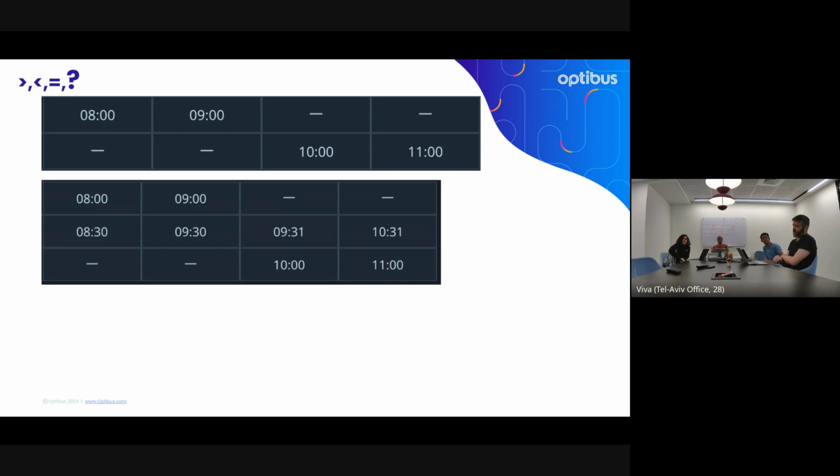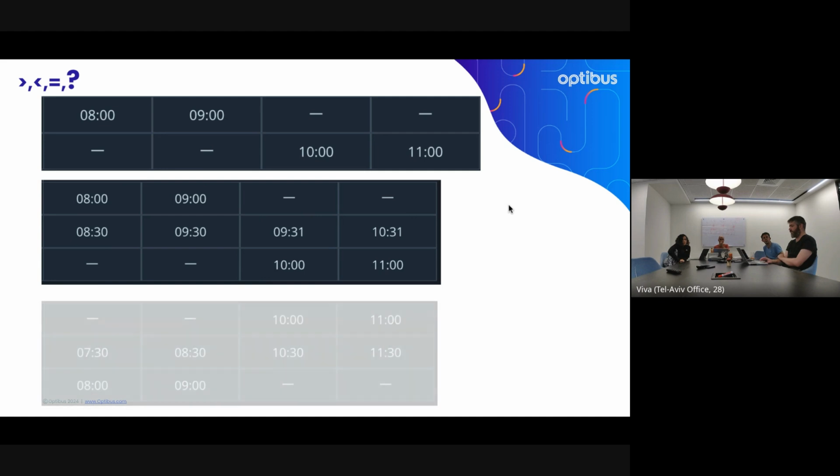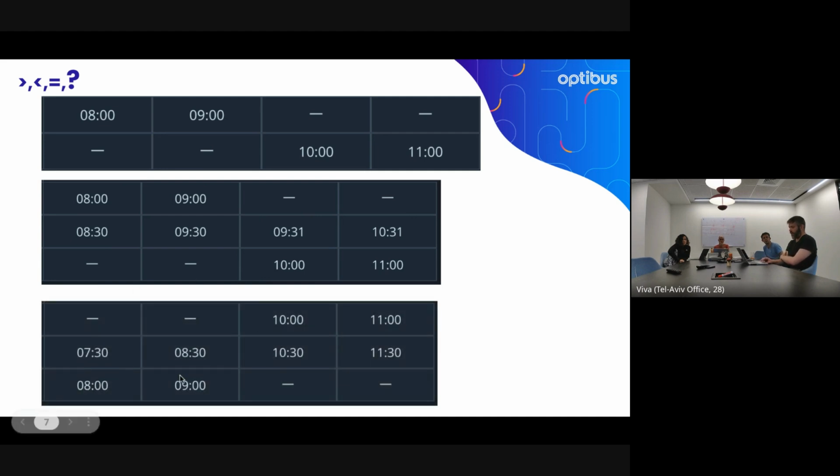Let's say you have three trips. You have these two trips and another trip that stops at all of the stops. It stops at 8:30, 9:30, 9:31, 10:31. So now you can see that this trip should be after this trip because it's 8:30 and this is 8. And this trip should be after this trip, because 8 is before 9:31, so definitely this should be after this. But in another case, if we have these three trips, we have our two trips that we know from the beginning, but this is the third trip. So now this trip should be after this, and this should be after this. So definitely this should be this.